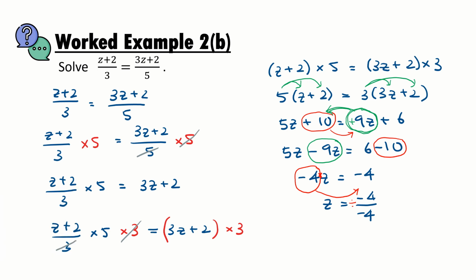Let me just clear up this part in order for us to see better. Okay, so that's why I have this division of negative 4 found in this step. Therefore, I conclude that z will be equal to 1 itself, because negative 4 divided by negative 4 is equal to a positive 1. So this is the lengthier method. Okay, next I will be showing you the shorter method.